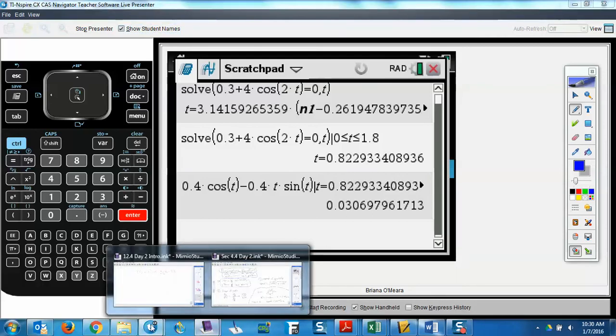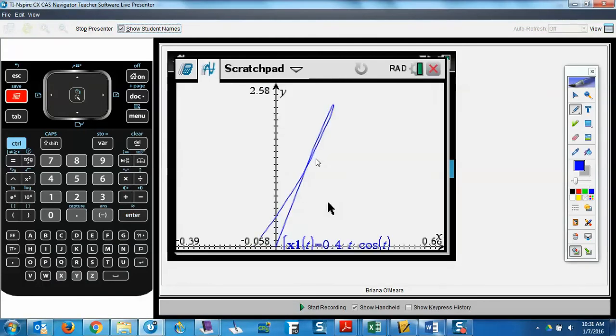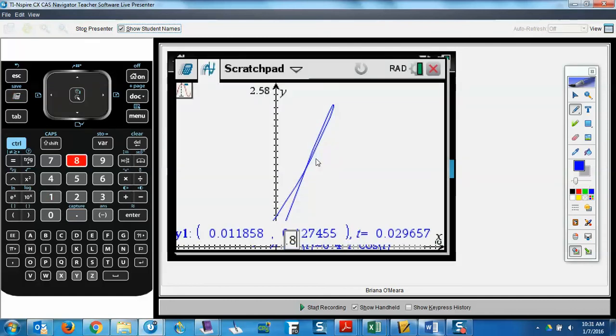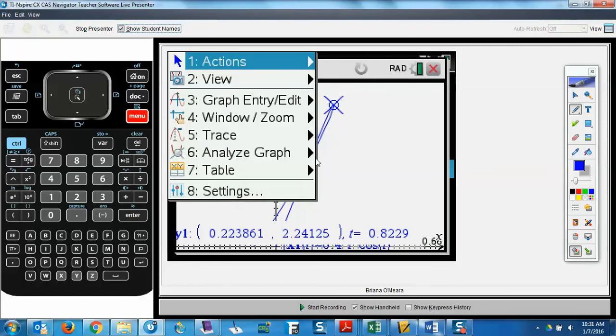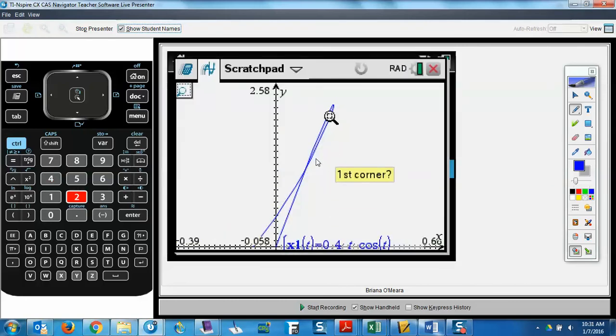And finally, last thing, let's go back to the graph and let's trace. Go to trace in the menu, graph trace, and let's go to 0.8229. Type in 0.8229. Now that's hard to see, but it seems reasonable that that's where it's not going up. Let's do that zoom box again and zoom right around that, where your dot is there. Yeah, right around that top. Yeah, right there. Perfect.